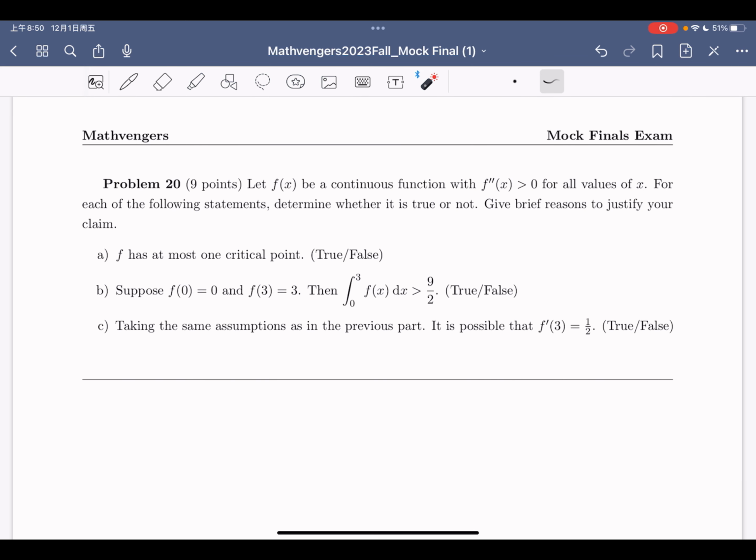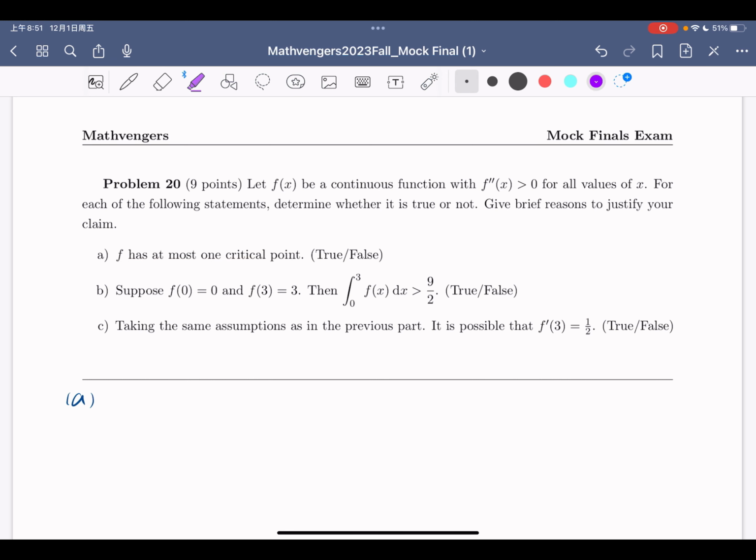Okay, problem 20 tells us: let f(x) be a continuous function with the second derivative of f(x) greater than 0 for all values of x, which means the second derivative is always positive. Okay, so for each statement, determine whether it is true or not. Give a brief reason. Okay, so for part A, f has at most one critical point.